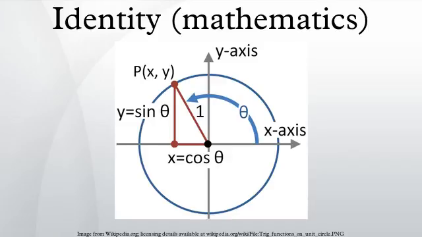Exponentiation is not commutative. This contrasts with addition and multiplication, which are. For example, 2 plus 3 equals 3 plus 2 equals 5 and 2 times 3 equals 3 times 2 equals 6, but 2³ equals 8, whereas 3² equals 9.